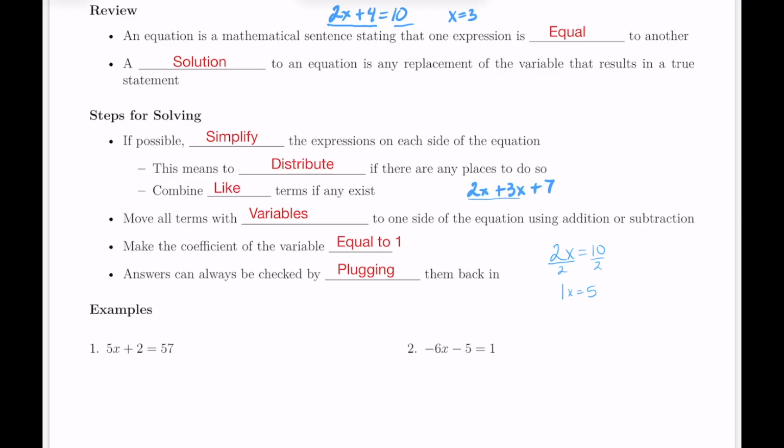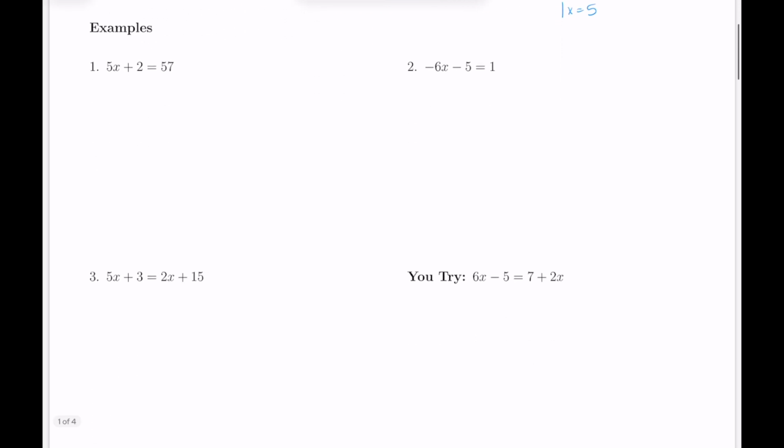Okay, let's do a few examples. These are multi-step equations. So I have 5x plus 2 equals 57. Now, whatever I do to one side, I do to the other. So the first thing that I'll do is I'm going to try to combine my like terms by subtracting a 2 from both the left side and the right side. This will be then 5x equals 55. And after that, I'm going to divide both sides by 5.